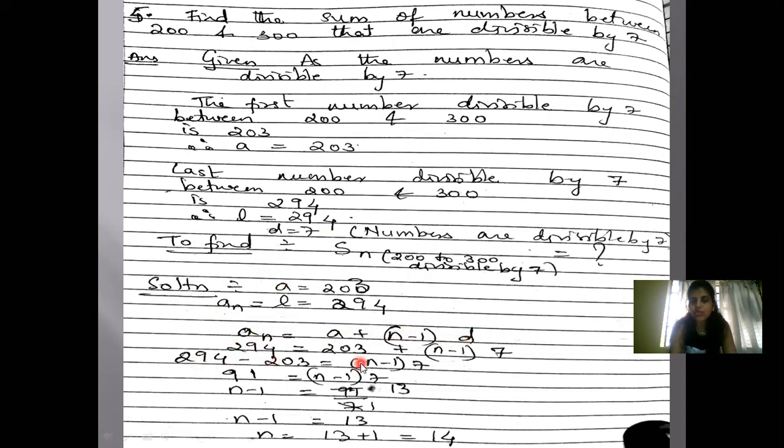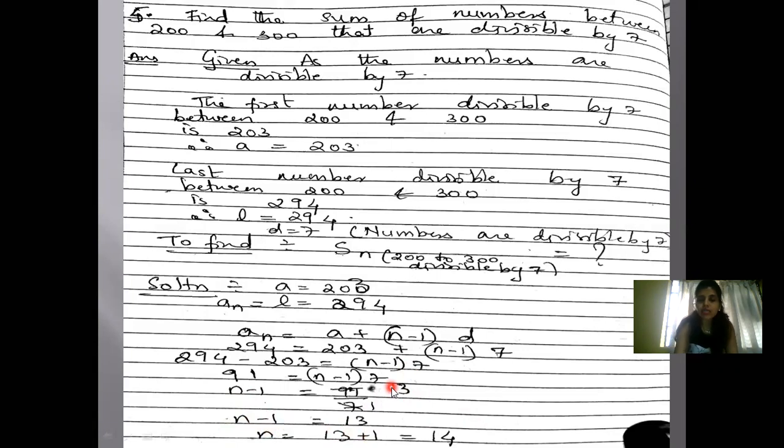So an is equal to a plus n minus 1 d. We are going to substitute the values. 294 is equal to 203 plus n minus 1 into 7. With this 203, when we take it to the other side, it becomes 294 minus 203, that is 91. We divide this by 7, we get the value as 13, and then we want to find the value of n, so we take minus 1 to the other side, so 13 plus 1 is equal to 14. That is how we got the value of n.